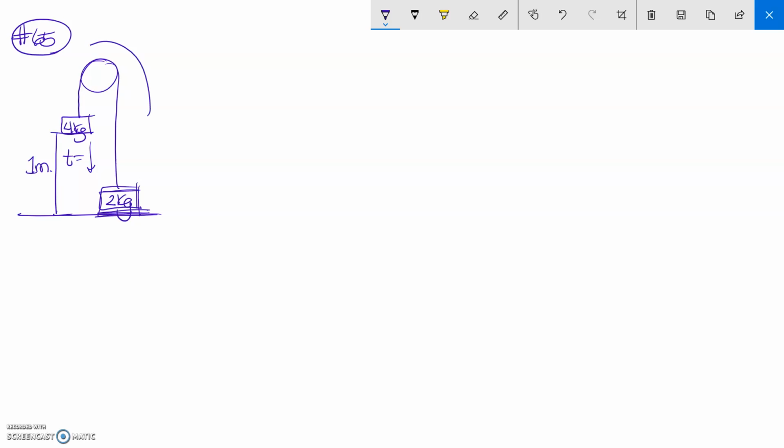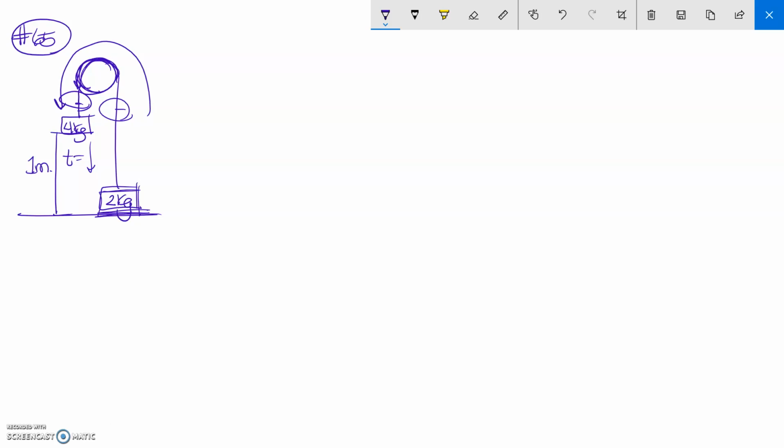So obviously this is going to accelerate this way. The pulley itself is accelerating. Okay. So again, when the pulley is accelerating and it's rotating, that means the two tensions here and here are not going to be equal. Now, if the pulley was fixed and it wasn't rotating, then these two tensions would be equal. But in rotation, that's not the case.